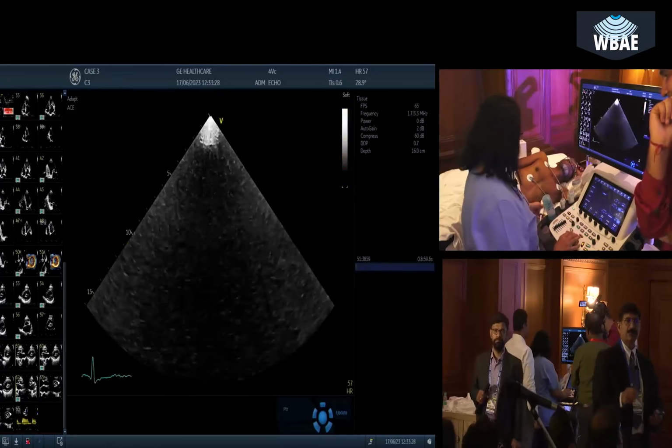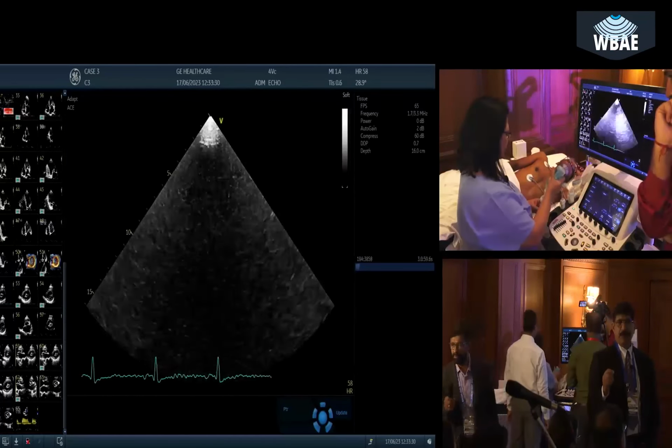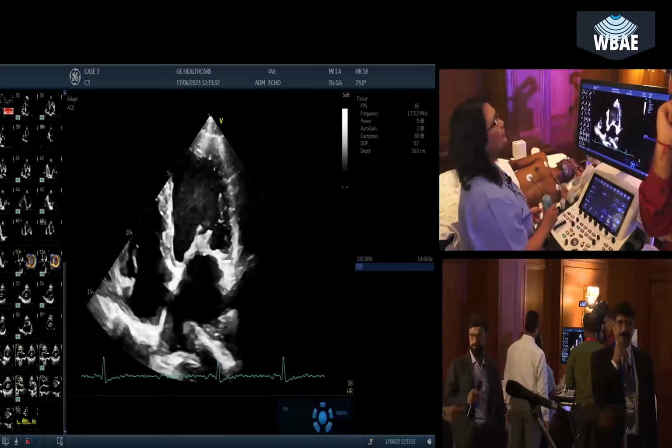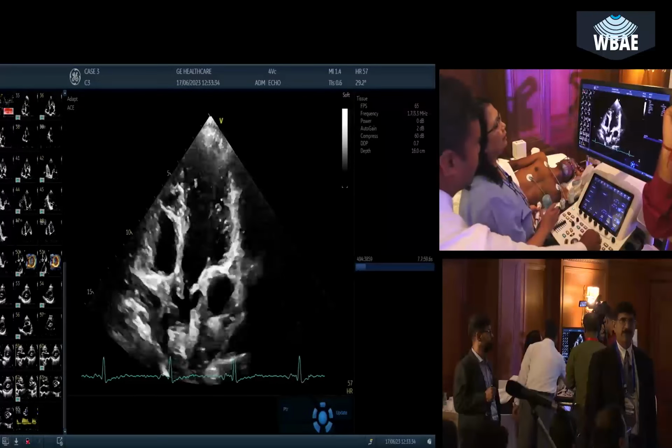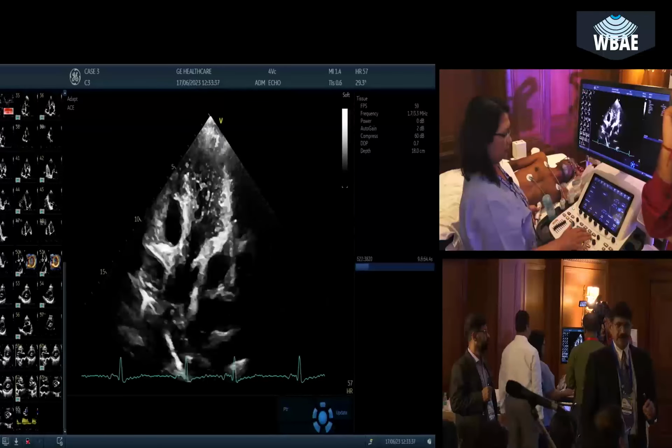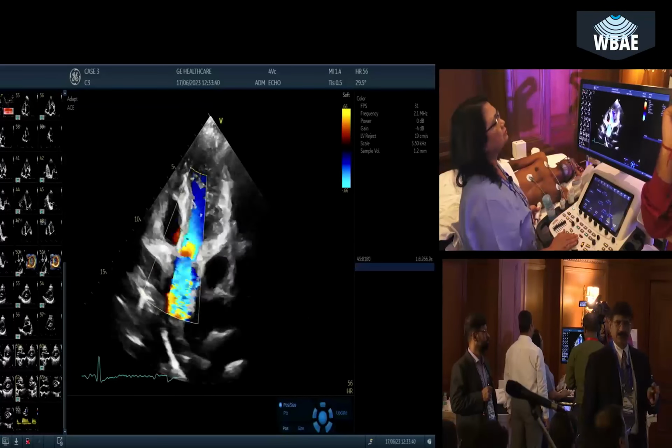So I always keep showing you an example. I was doing an echo of one patient. The valve area is 0.95. I'm getting a gradient of 16 and 10. Heart rate is actually 73.